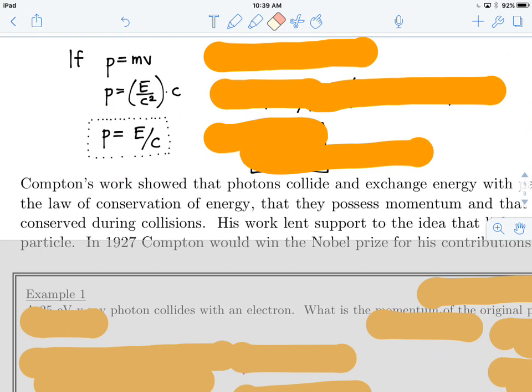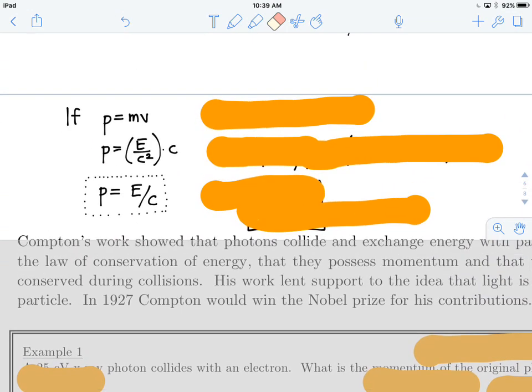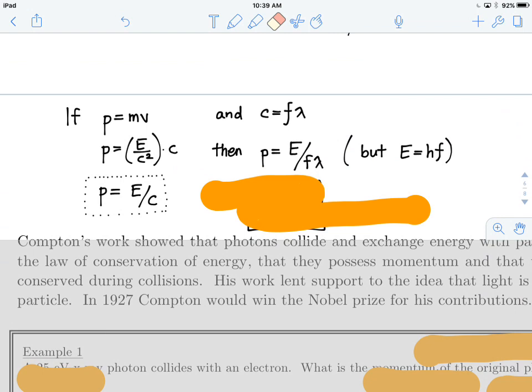Now that's not all there is to the story. Let's also remember that the universal wave equation tells us that v is equal to f lambda. Because we're talking about light, c is the speed of light, and that's equal to f lambda. So c is equal to f lambda. Further to that, momentum is equal to, instead of E over c, E over f times lambda, because we've simply taken this result and put it here.